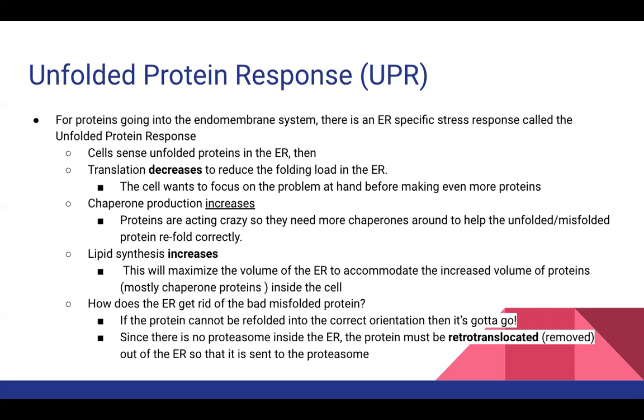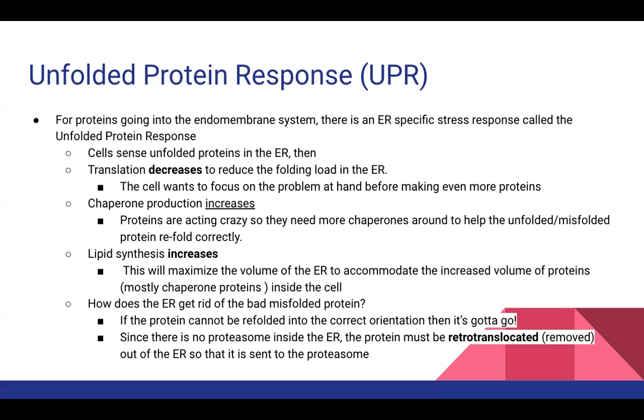refold these proteins correctly. And then another thing that happens is that lipid synthesis increases. So this will increase the maximum volume of the ER to accommodate the increased volume of proteins inside the cell, mostly chaperones. And then how does the ER get rid of these bad misfolded proteins?